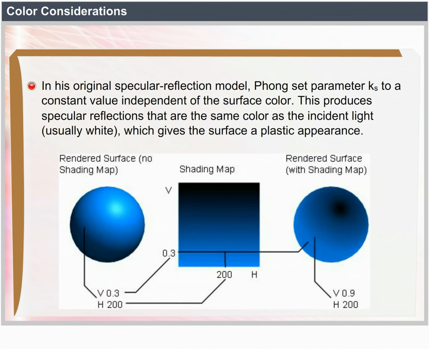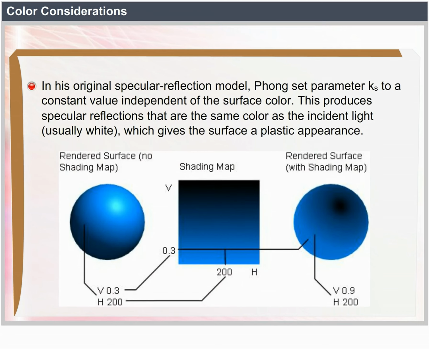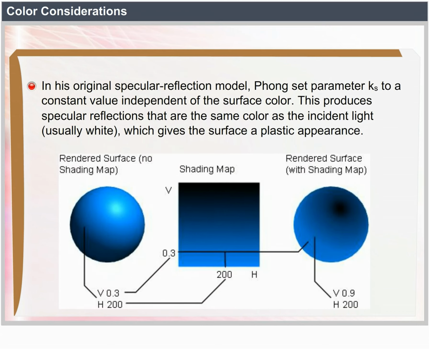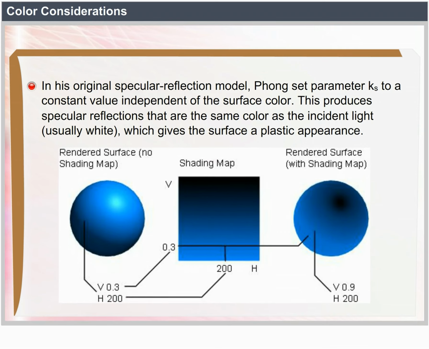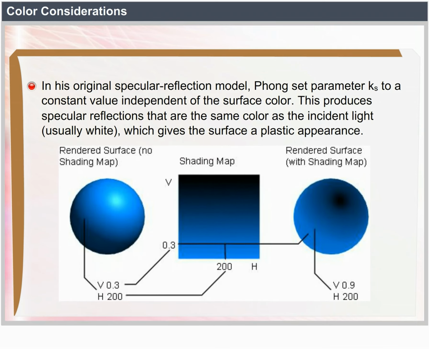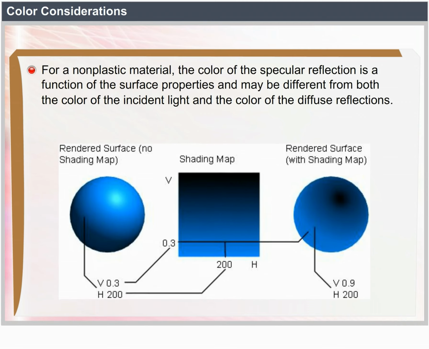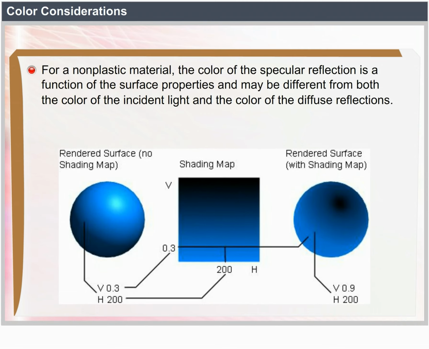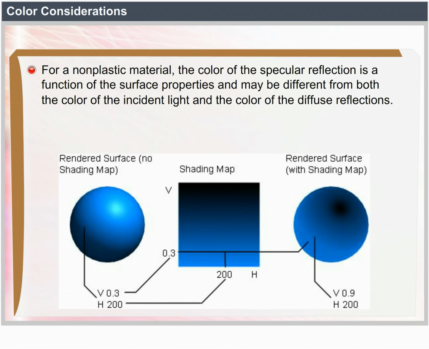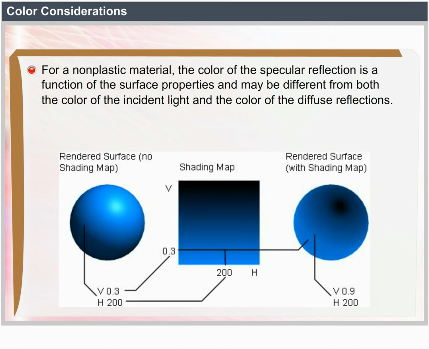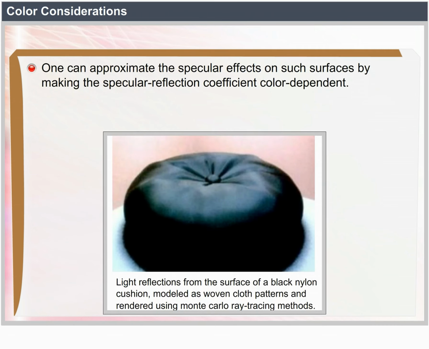In his original specular reflection model, Phong set parameter Ks to a constant value independent of the surface color. This produces specular reflections that are the same color as the incident light, usually white, which gives the surface a plastic appearance. For a non-plastic material, the color of the specular reflection is a function of the surface properties and may be different from both the color of the incident light and the color of the diffuse reflections. We can approximate specular effects on such surfaces by making the specular reflection coefficient color dependent.